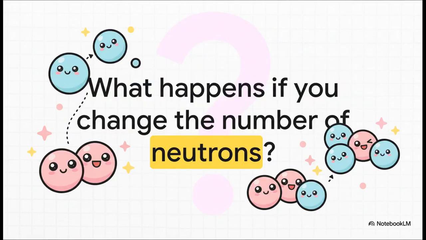And that leaves us with a really fascinating final thought. We've established that the number of protons is fixed, right? It's sacred. You change it, you change the element. But what happens if you fiddle with the number of neutrons? You'd still have the same element, but it would have a different mass. These different versions of an element, well, they have a name. They're called isotopes. And that's a whole other fascinating story.